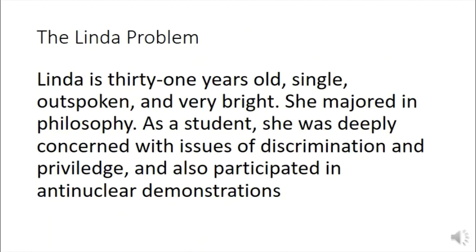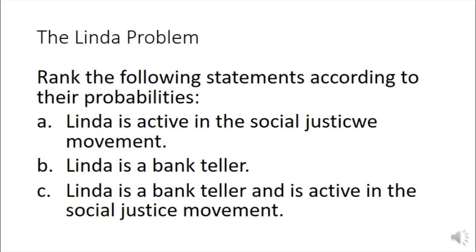So to get to the conjunction fallacy, let's consider this Linda problem. Linda is 31 years old, single and outspoken. She's very bright. She majored in philosophy. And when she was a student, she was deeply concerned with issues of discrimination, privilege, and also participated in anti-nuclear demonstrations. This is some information we're given, and now it's our job to rank the following statements according to their probabilities. Linda is active in the social justice movement. Linda is a bank teller. And Linda is a bank teller and active in the social justice movement.